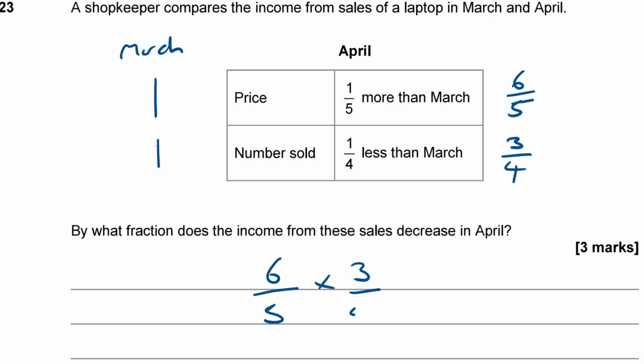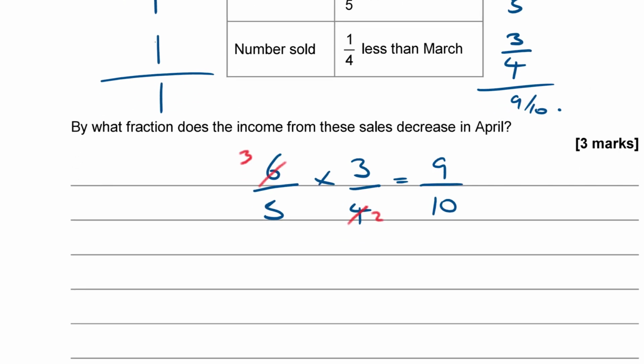6/5 times 3/4. Let's first divide that by 2 and that by 2 to make the maths a little bit easier. So 3 3s are 9 and 5 2s are tenths. So we've got 9 tenths. So 1 times 1 is 1, and 6/5 times 3/4 is 9 tenths. So by what fraction does the income from these sales decrease in April? It decreases by a tenth. So that is a decrease. Can't spell decrease. Decrease of 1/10.